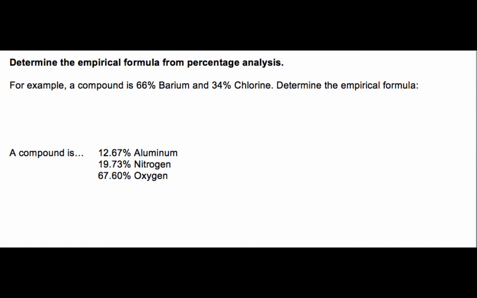Let's try the first problem on your notes. It says, for example, a compound is 66% barium and 34% chlorine. You need to figure out what the empirical formula of this compound is. So we're going to follow our first step. Change grams to moles. And this is probably the easiest step of the whole thing. If you have 66% barium, it's just 66 grams of barium. If you have 34% chlorine, it is 34 grams of chlorine.